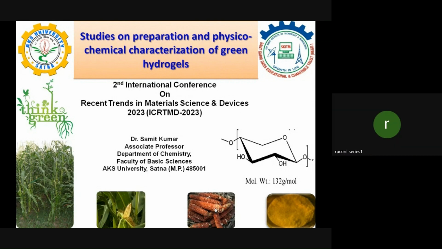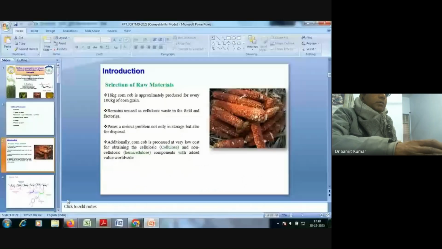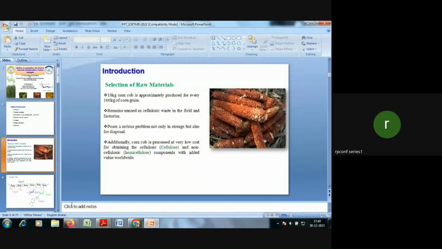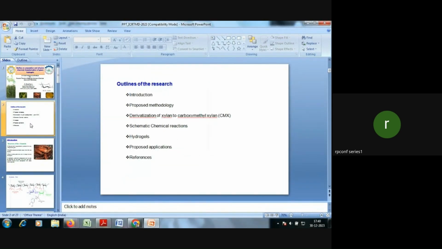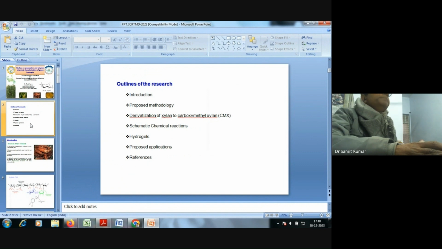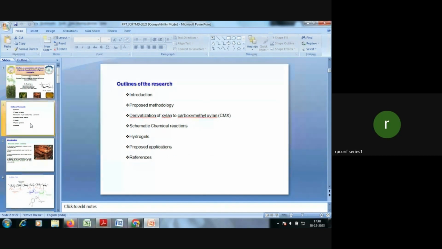Sir, your screen is not visible, sir. Sir, your slides are not moving. You have to click on the slide which you want to show. It got stuck on the first slide. It's moving? Yes, sir. Now they are moving. Okay.